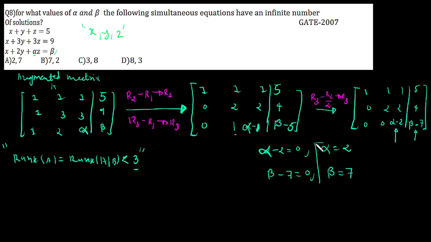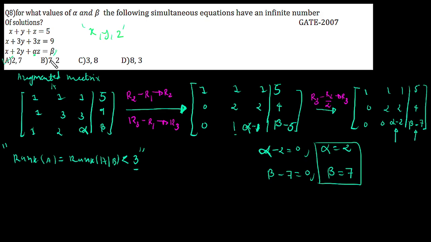So now if I substitute these values, alpha is 2 and beta is 7, then this system has infinite solutions. So now they are asking for the values in the order alpha and beta. So I have to write the value of alpha first, which is 2, and then 7. So option A is the correct one.